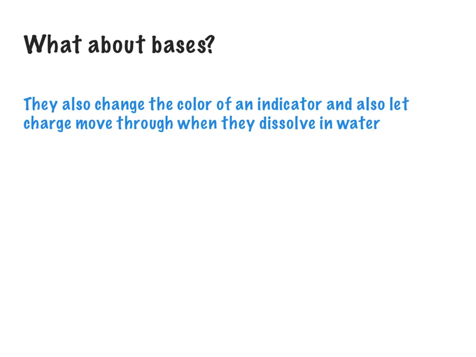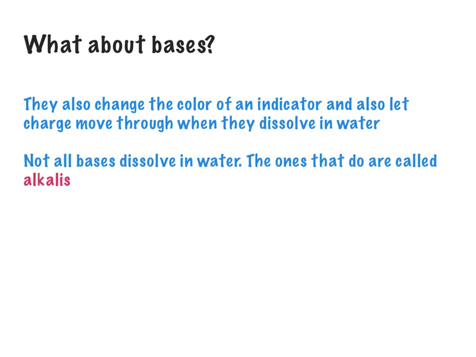We are dealing with opposites here. It's like yin and yang. Acids are one, bases are the opposite. Bases also change the colour of an indicator. And they also let charge move through them. So some bases are also electrolytes, but only those bases that will dissolve in water. And we give them a special name. The name we give them is called alkali. So alkalis are the small group of bases that will dissolve in water, and they're the ones that will let charge move through them. So they are electrolytes again.